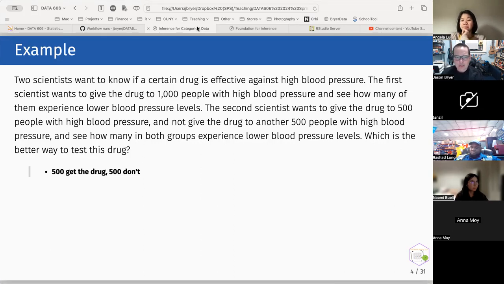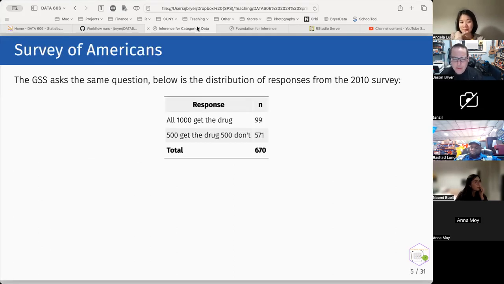Of course, everybody in this class should get this question correct. It's the 500 and 500, 50-50. We're going to randomize people so that we can compare the outcomes between the two groups. When this was actually given to Americans, this is the response. There were 670 respondents, 571 got it correct, and 99 got it incorrect.